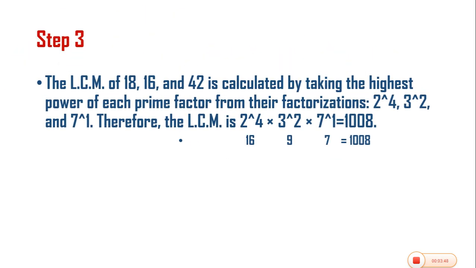The LCM of 18, 16, and 42 is calculated by taking the highest power of each prime factor from their factorizations. These highest powers are 2 raised to power 4, 3 raised to power 2, and 7 raised to power 1. Therefore, 2 raised to power 4 is equal to 16, 3 raised to power 2 is equal to 9, and 7 raised to power 1 is equal to 7. So when we multiply 16 by 9 and by 7, it gives us 1008. This is what we have here.